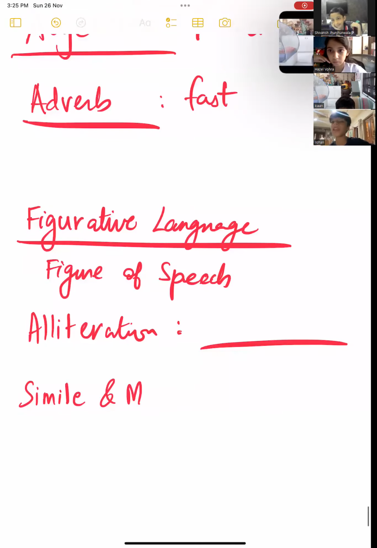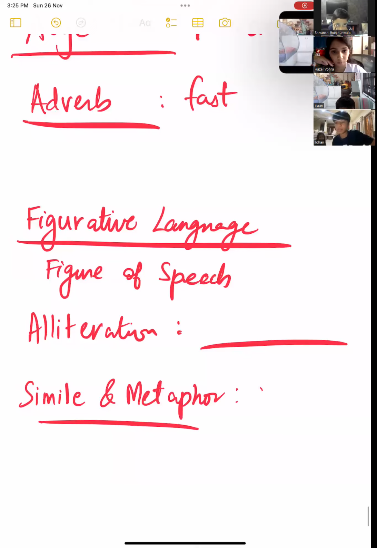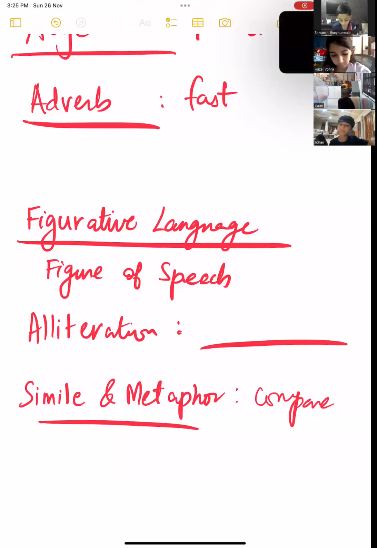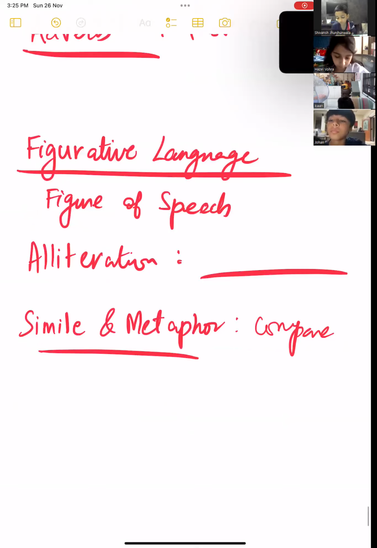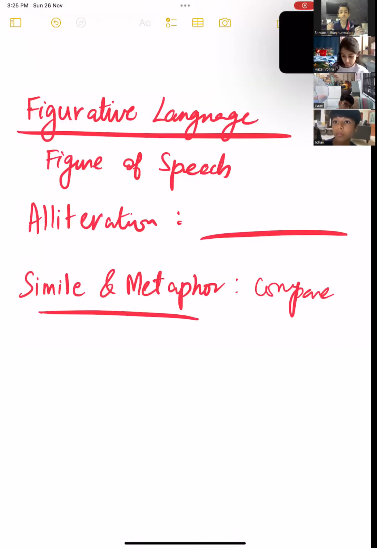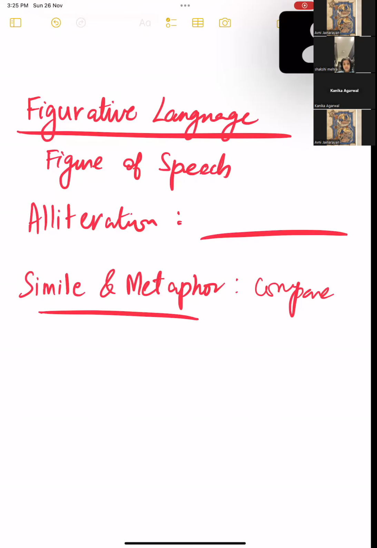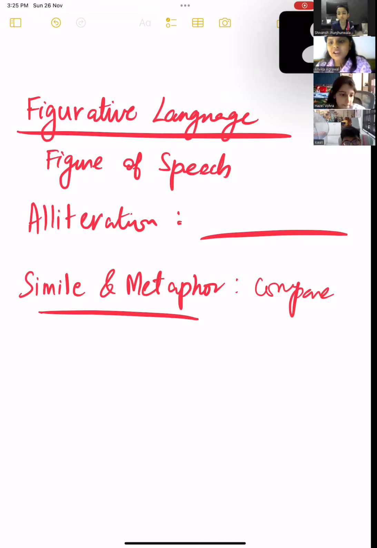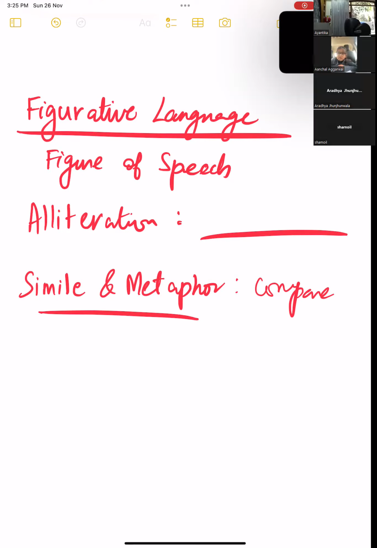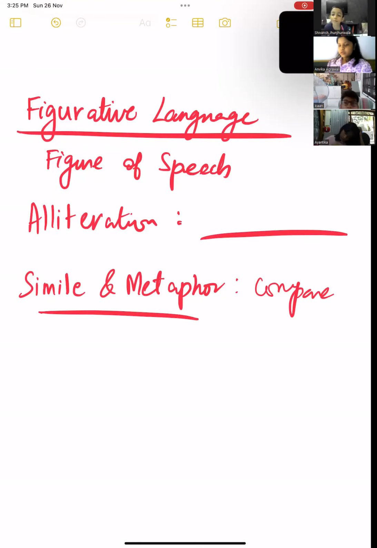Yes. So in simile and metaphor we compare. Okay? So if we say that he was running, so he was running very fast. Can we compare a tiger's run with something else which is very fast? Anyone can answer here. Cheetah, leopard, horse, jaguar.